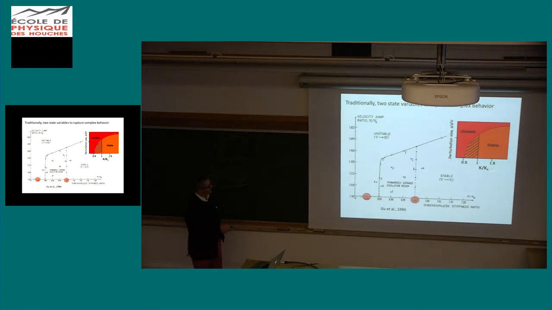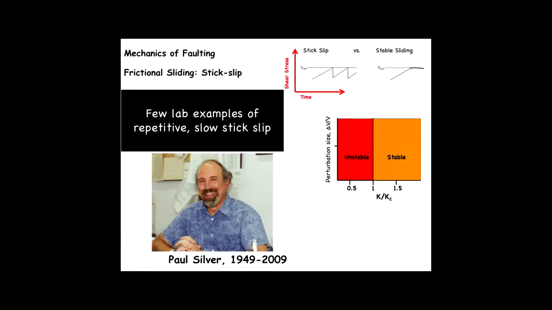So I have some elastic loading stiffness and some critical stiffness, which is the rate of weakening, the rheologic parameter. Depending upon where I am in here, I'm either going to get stable or unstable sliding, or this kind of quasi-dynamic region. And that becomes very important. Okay, so now for some experiments.